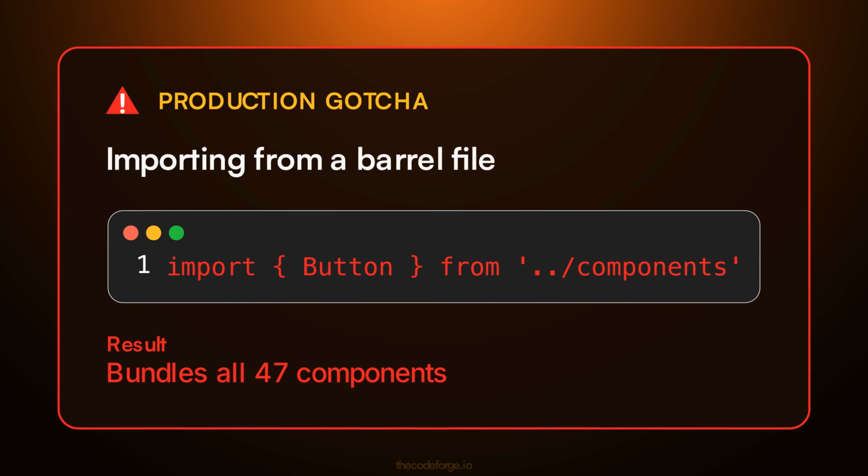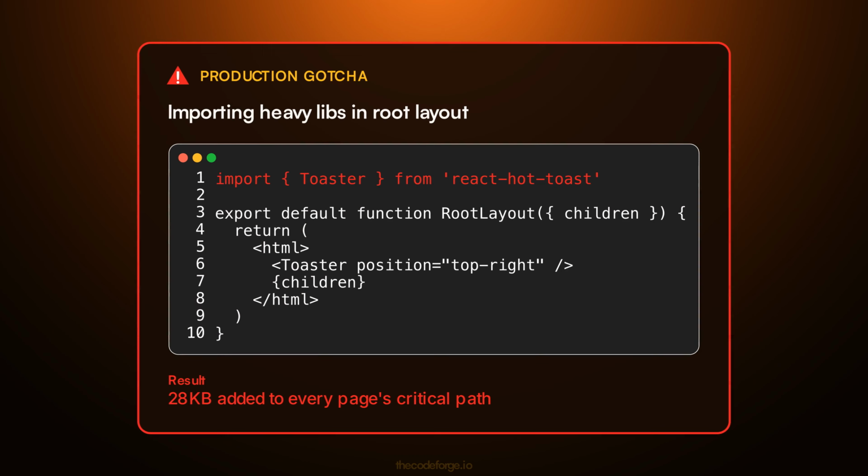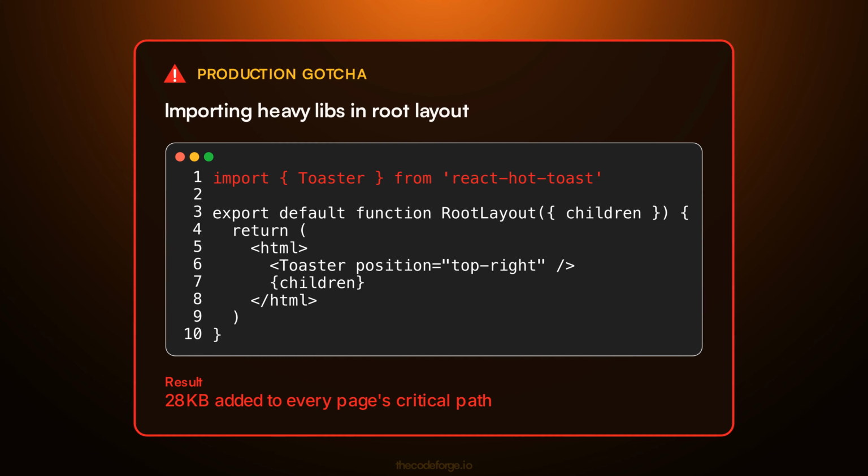Importing from a barrel file pulls in every re-exported module. The bundler can't tree shake through the barrel, so you get everything. Always import directly from the specific file. Every import in your root layout.tsx affects the critical render path of every page. That Toaster import adds 28 KB to every page, even pages that never show a toast. Move it to a client component that loads only when needed.